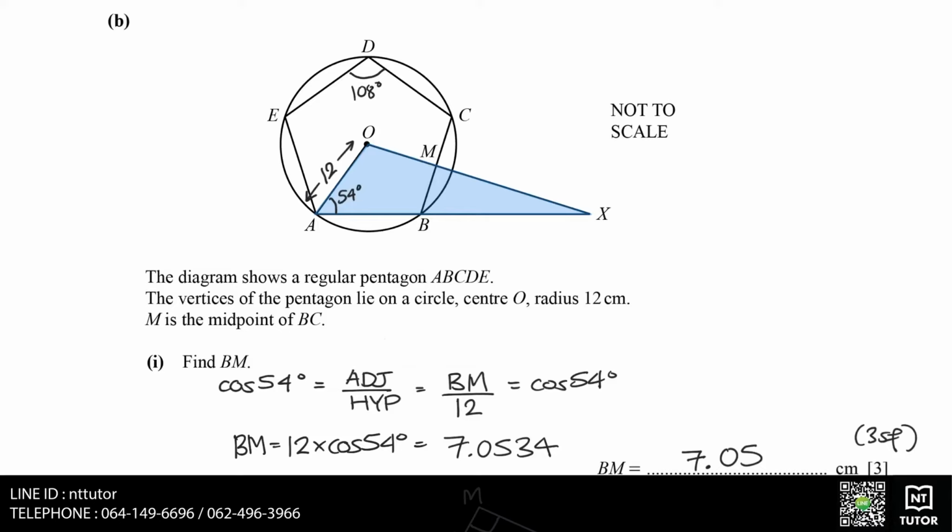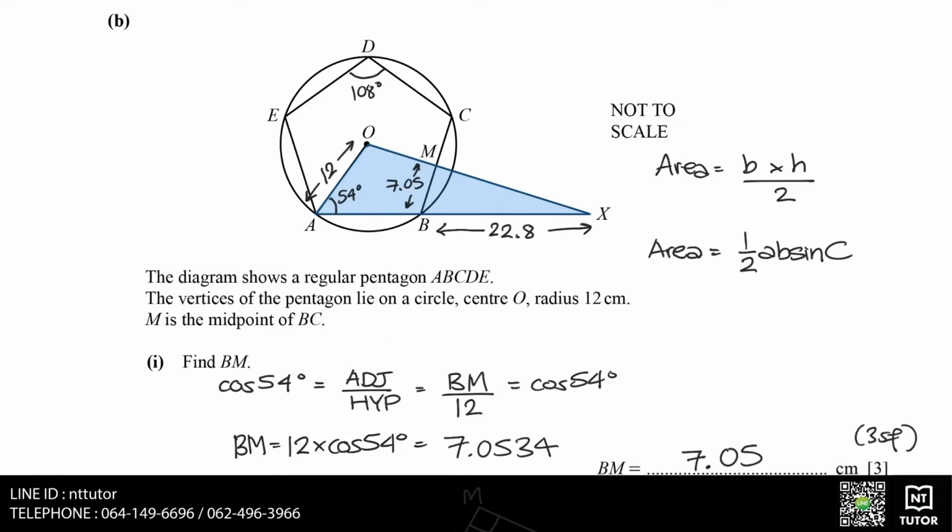The previous part of the question asks us to find the value of BX. This means we know that BX is equal to 22.8, and we also know from the previous part that BM is equal to 7.05. Right now, these are the facts we have that we can use to find the area of the triangle. There are two methods we can use to find the area of the triangle: by doing base times height divided by 2, or half AB sine C.